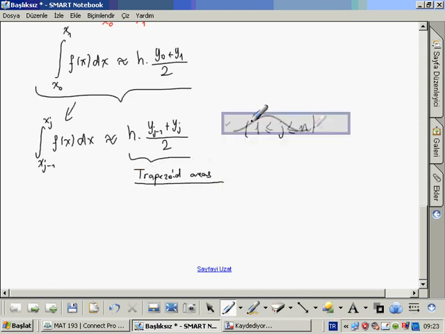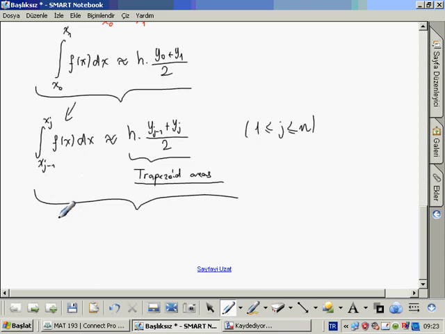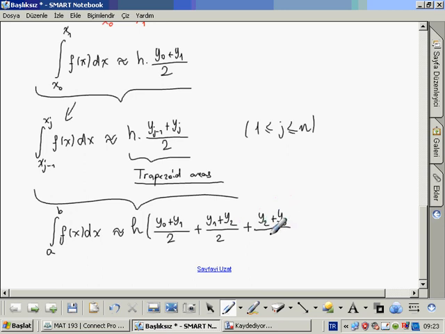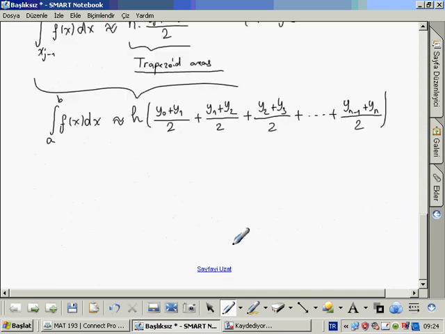And when you generalize it again, you will say the integral from a to b of f of x dx equals h times (y0 plus y1)/2 plus (y1 plus y2)/2 plus (y2 plus y3)/2, plus it goes on like that, and the last term is (yn minus 1 plus yn)/2.